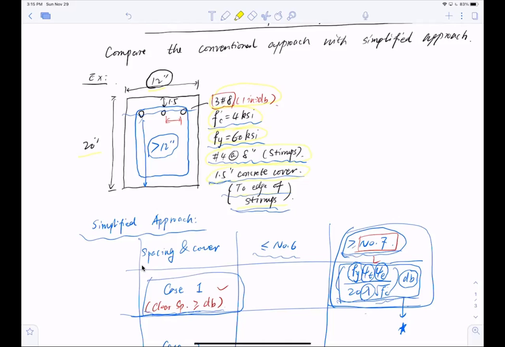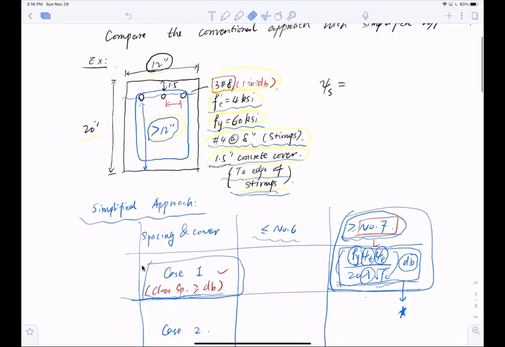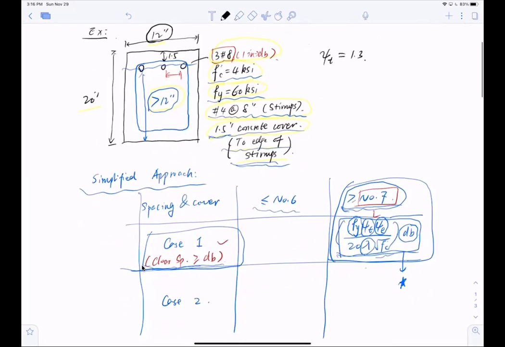Okay, so this example, right? First thing I notice is that all my bars on the top, three number 8 on the top, okay, and I definitely have more than 12 inch of a concrete cover underneath it. So I know that I have a bar factor of psi s equal to psi t equal to 1.3 immediately. All right, so I'm going to walk you through from two approaches. One is a simplified approach.